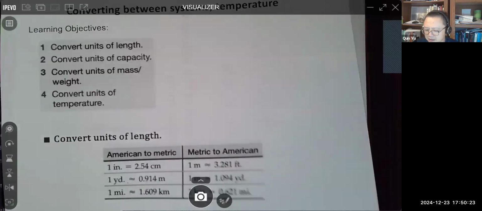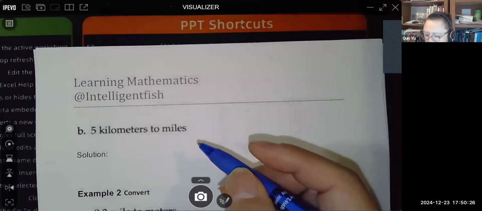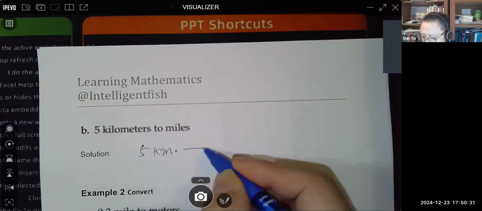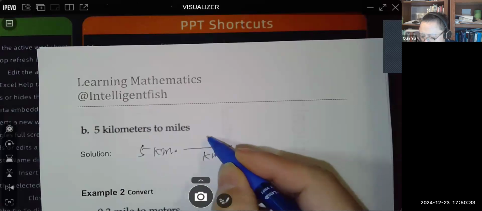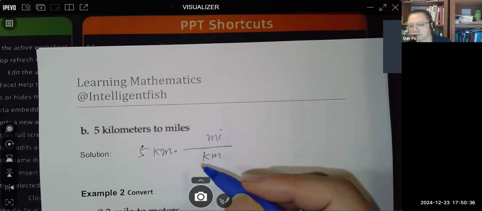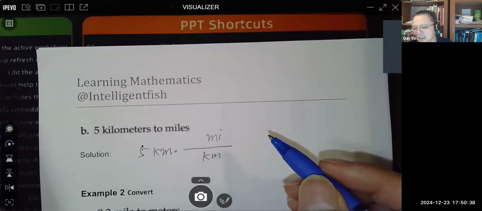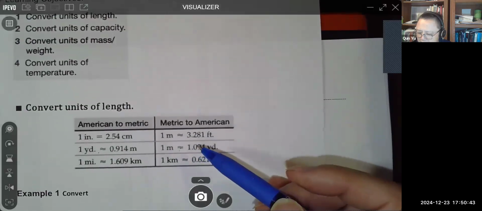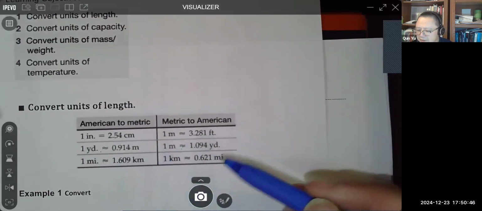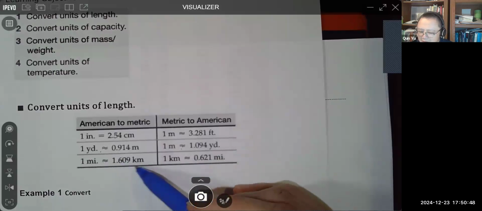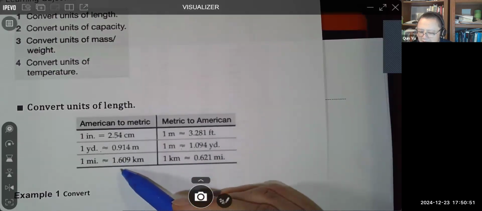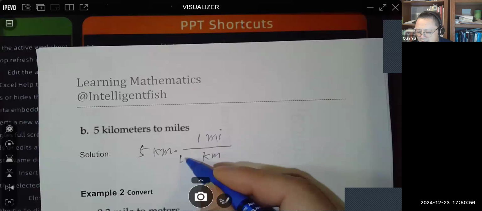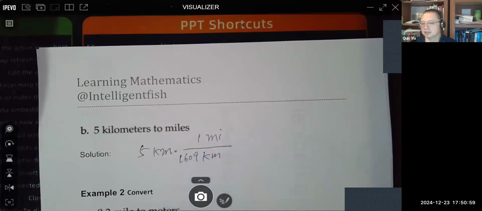Okay, now next one, kilometers to miles. So 5 kilometers. We need to cancel kilometers and get miles. Now we need this relation. If you don't have it at hand, you can always Google it. So let's say between kilometer and mile. We already know either way is okay. We just use the first one. So 1 mile is about 1.609 kilometers.